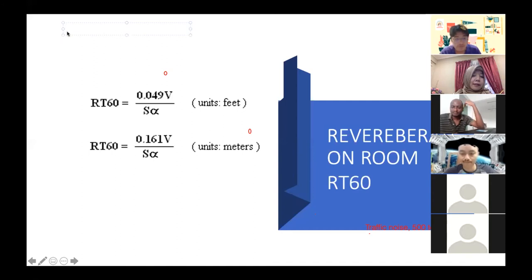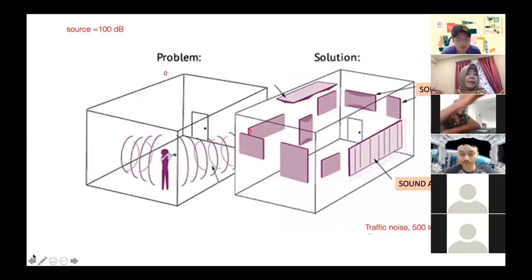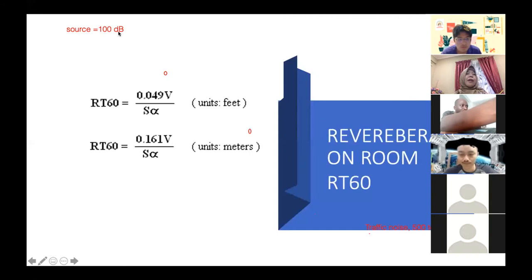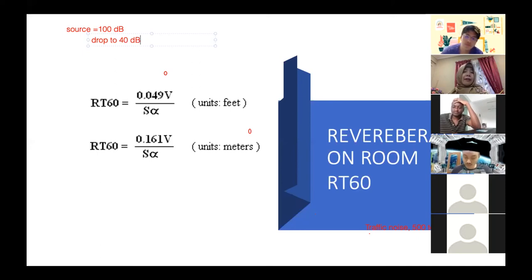Let's say you have a source of 100 dB. So how long does a source of 100 dB take to drop to 40 dB? It's called RT. So RT can be calculated using alpha.